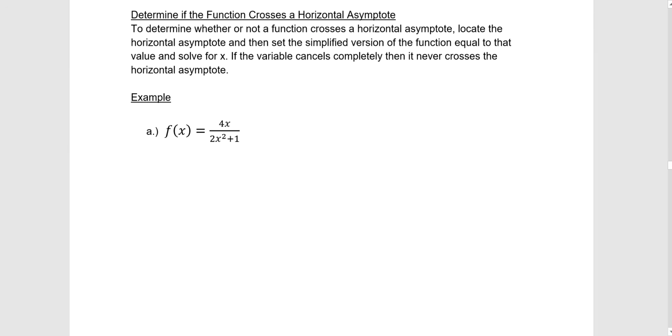So before we get into the last thing, let's determine if the function crosses a horizontal asymptote, because remember it can cross a horizontal asymptote. So to determine if it does cross at the horizontal asymptote, we're going to find the horizontal asymptote first, and then we're going to set the simplified version of the function equal to that value that we found and solve it for x. If we can solve for x, then we know it crosses at that point. If the variables cancel completely, then that means it never crosses the horizontal asymptote.